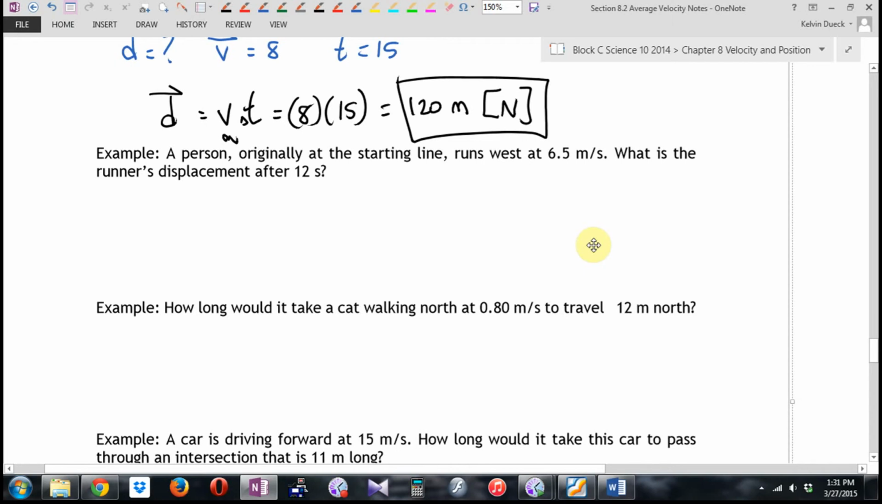Show up to a test with a calculator. I think that's grade 10 basics. So, example: a person originally at the starting line runs west at 6.5 meters per second. What is the runner's displacement after 12 seconds? We said this. Our approach was DFIC.